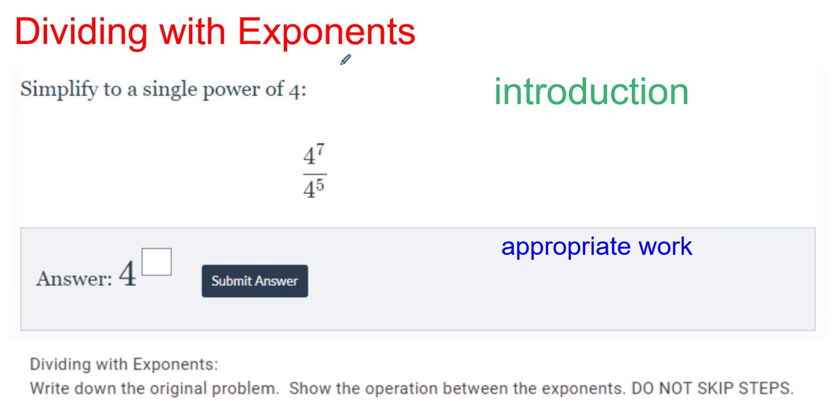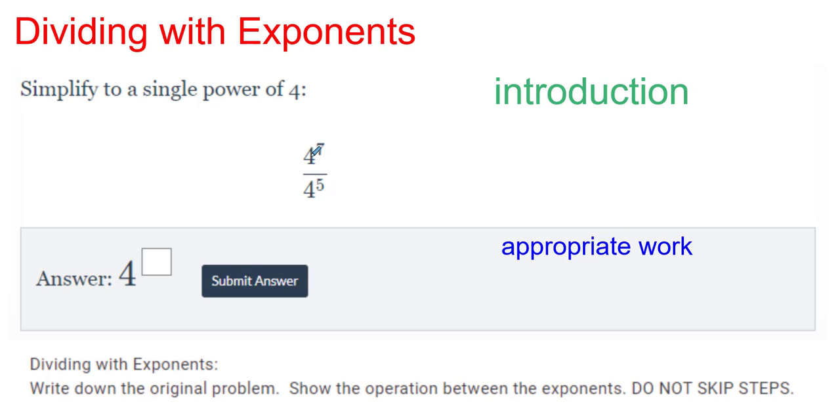Dividing with exponents. Simplify to a power of 4. So just a reminder, the big number is called our base. So we've got base 4 and base 4. And then the little number that's top right, the 7, that's a power, an exponent, and that's a power, an exponent.